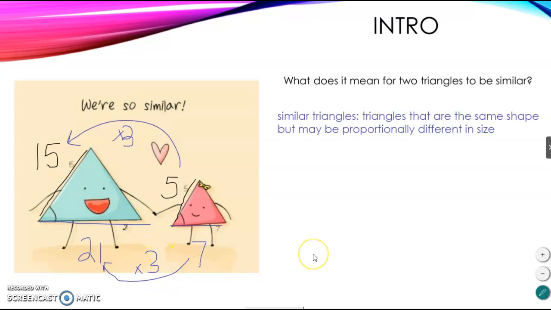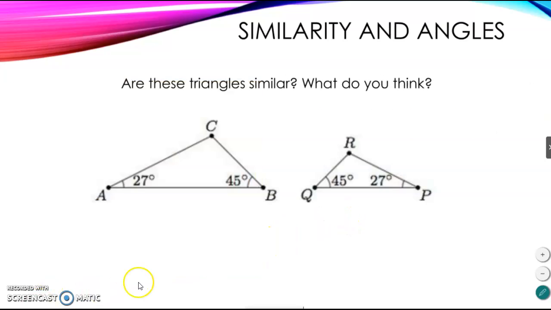And it's important to note that they multiply by some common factor, or they could divide by a common factor, like technically dividing the blue triangle sides by 3 would give us the pink triangle sides if we go the other direction. But they can't add or subtract by a common factor. They need to multiply or divide. So with that definition in mind, I'll ask you about these two triangles here. We have triangle ACB and triangle QRP. Are these triangles similar? What do you think?